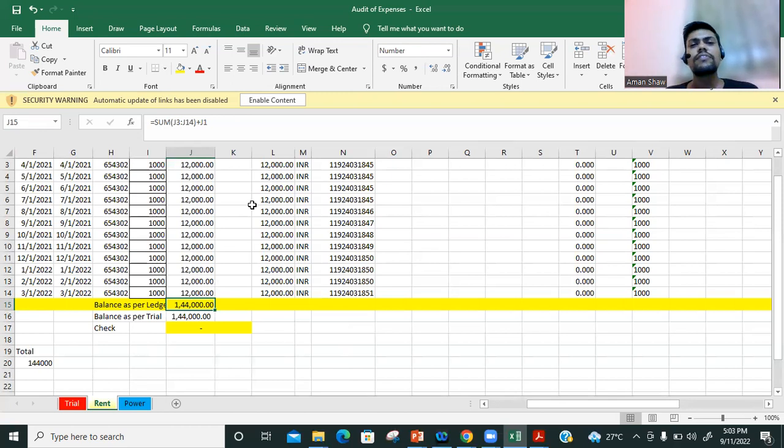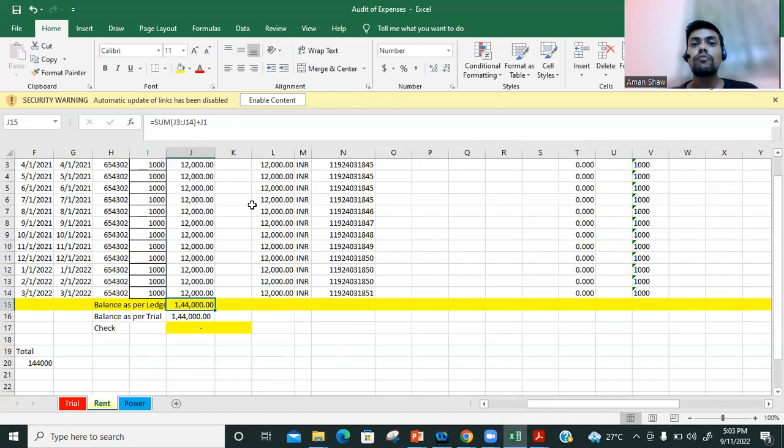You're checking that every time the proper ITC, if it is eligible, has been taken by the company, and TDS deductions are being done properly. So it is not required to check each and every bill. What you can do is prepare a summary.